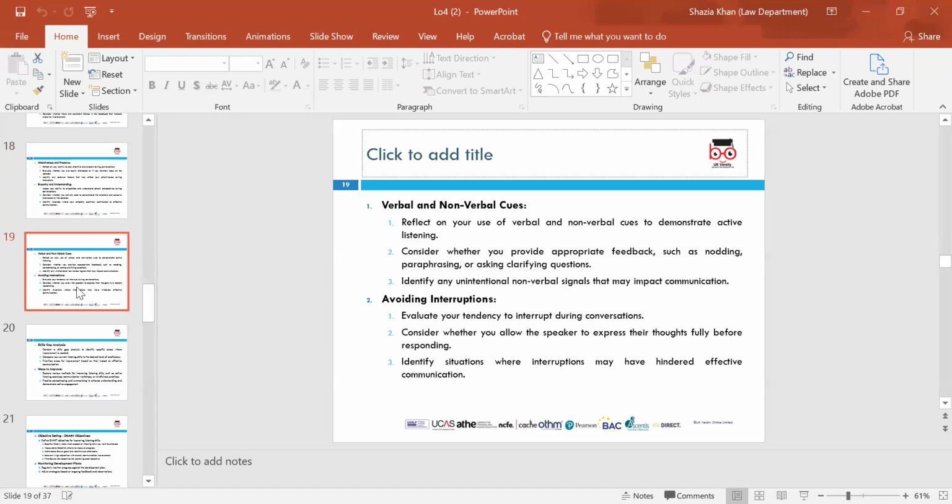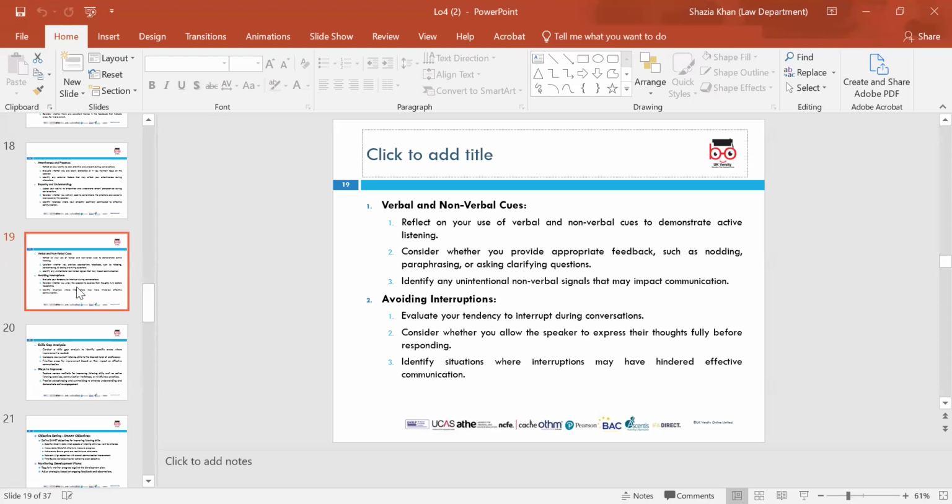Verbal and non-verbal cues. Reflect on your use of verbal and non-verbal cues to demonstrate active listening. Consider whether you provide appropriate feedback, such as nodding, paraphrasing, or asking clarifying questions. Identify any unintentional non-verbal signs that may impact communication. Avoiding interruptions. Evaluate your tendency to interrupt during conversations. Consider whether you allow the speaker to express their thoughts fully before responding.